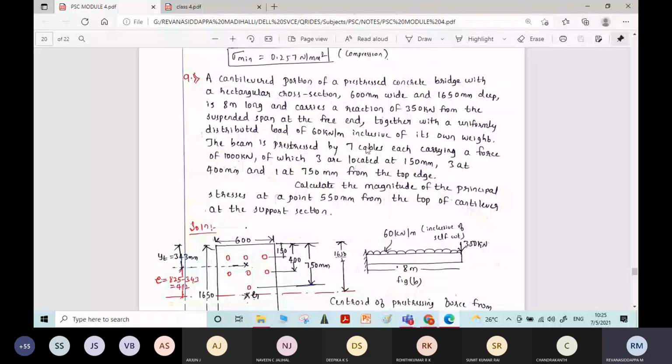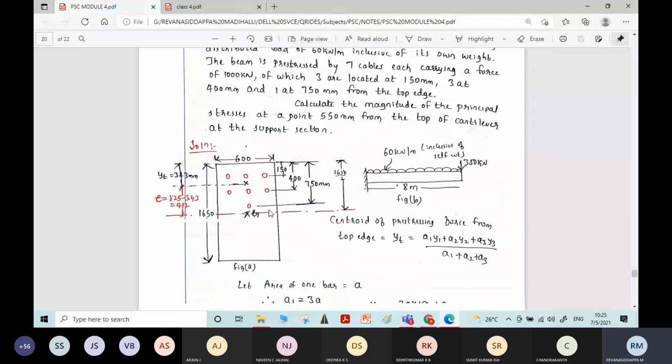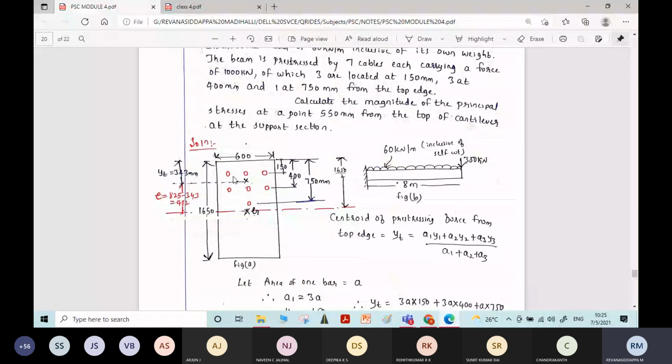The beam is pre-stressed by 7 cables, each carrying a force of 1000 kilonewton, of which 3 are located at 150 mm, 3 at 400 mm, and 1 at 750 mm from the top edge. The same thing I have written here: 3 bars located at 150 mm, 3 bars at 400 mm, and 1 bar at 750 mm from the top edge, not the bottom edge.